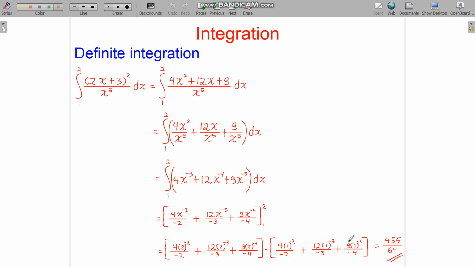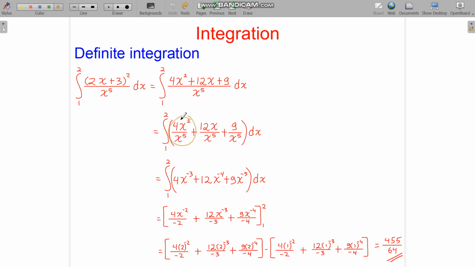Now in another example here, we have (2x plus 3) all squared divided by x to the power of 5. This seems complicated. Remember, we cannot simply integrate the numerator and then the denominator separately. So we can start by expanding the numerator, and you see here it's a fraction, so we can split the fraction: 4x squared divided by x to the power of 5, 12x divided by x to the power of 5, 9 divided by x to the power of 5.